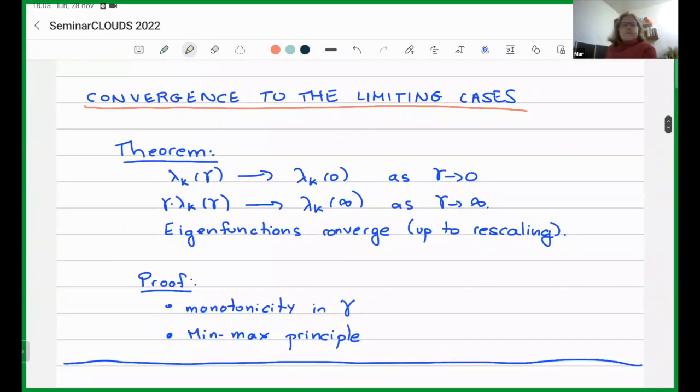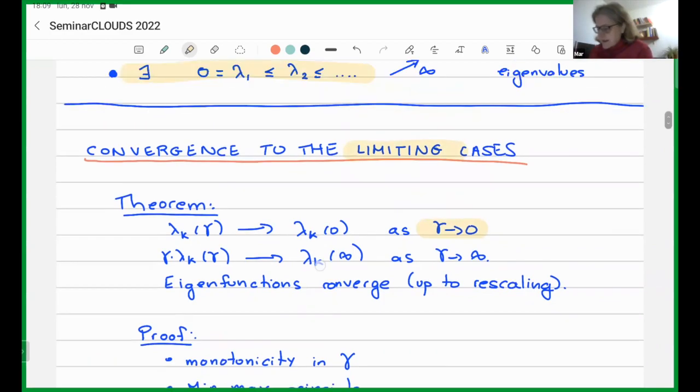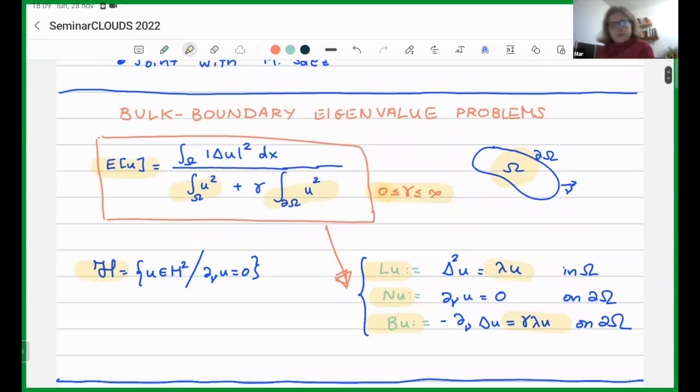Just as a first remark, let me look at the convergence to the limiting cases. By limiting cases, I mean when the parameter goes to 0. Let me just go back up and look at the energy. You see that in the energy, you have the bulk term. When gamma equals 0, you only have the bulk term, and when gamma equals infinity, you only have the boundary term. For me, those are the limiting cases.